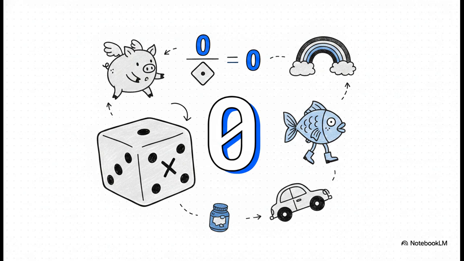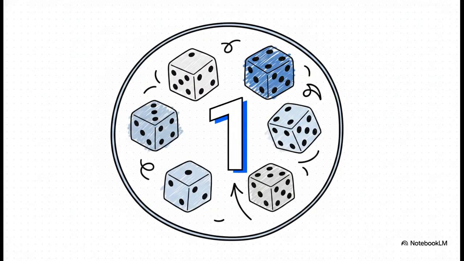Well, because there are exactly 0 favorable outcomes for that on a standard die, your numerator is just 0. And 0 divided by 6 is 0. So, in theoretical probability, if an event is entirely impossible, its probability is precisely zero. No way around it.